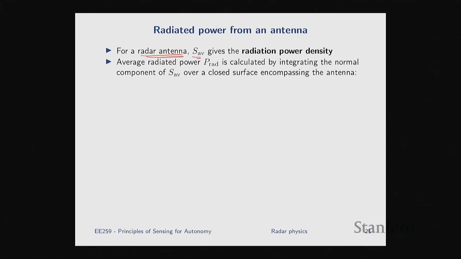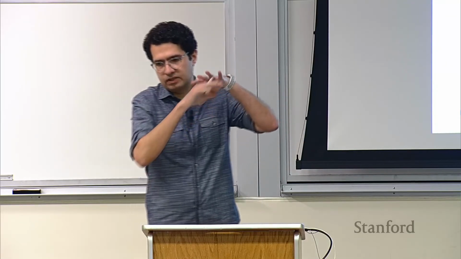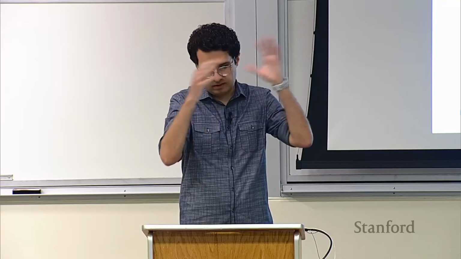Then the Poynting vector basically gives the radiation power density of your antenna, right? It tells you around the antenna, per unit area, how much power is flowing out. So say you want to calculate the total power that your antenna is radiating. If S is power per unit area, you can integrate that over an enclosed surface that encloses your antenna. If you integrate that S over the full surface, that gives you the total radiated power.